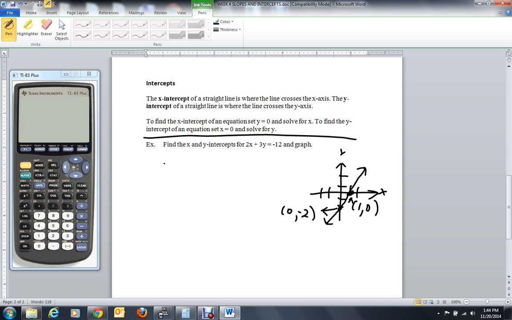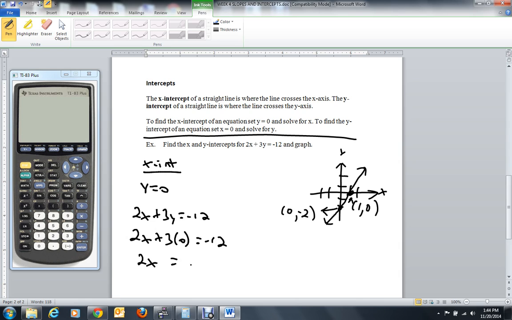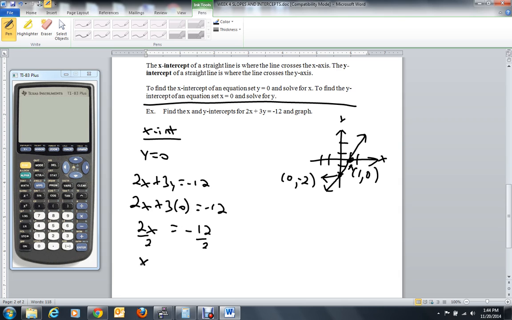So let's do this one by hand. For the x-intercepts, we're going to let y be 0 because we need to know what x is. So we take our original problem and replace the y with 0. And when you do that, that 3 times 0 becomes 0, which means it goes away. We're left with 2x equals negative 12. Divide both sides by 2. And we get x equals negative 6. Therefore, the x-intercept is (-6, 0).